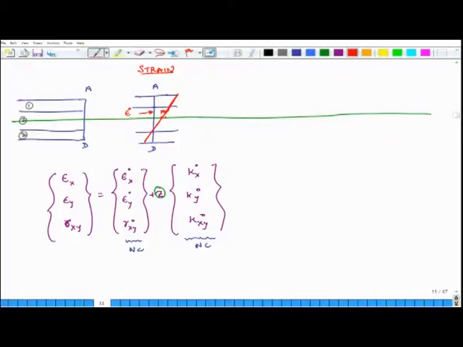Now, it can have a positive slope, it can have a negative slope, it all depends on the value of curvature, but the point is that along line AD strain varies linearly across the entire thickness of the plate. So, this is something important to understand.